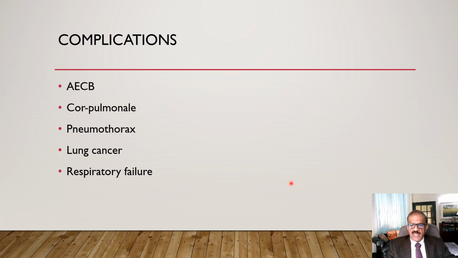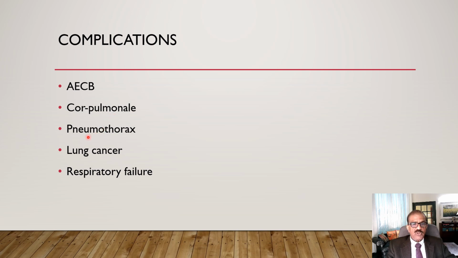So complications of COPD: acute exacerbations of chronic bronchitis. Why should we try to avoid this? Because this is what pushes the patient into respiratory failure and hospitalization. And every acute exacerbation will increase the lung damage, and there will be more and more lung disease. And cor pulmonale, that means with advanced lung disease, there will be pulmonary hypertension, right heart failure. So that is another complication.